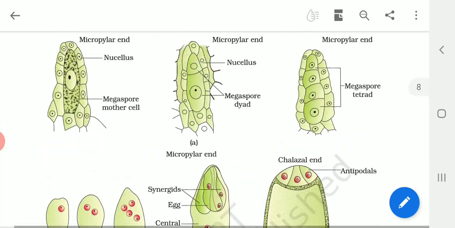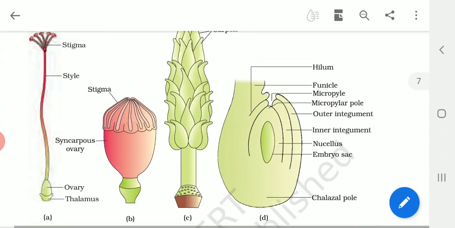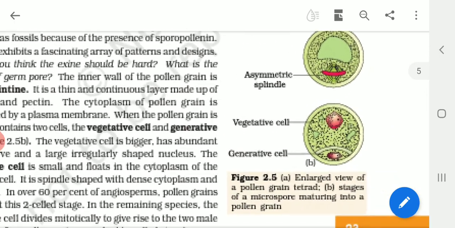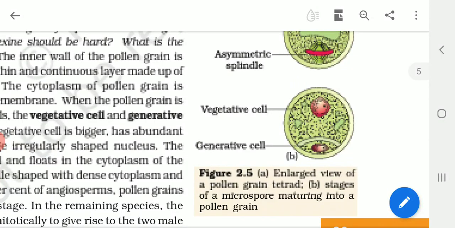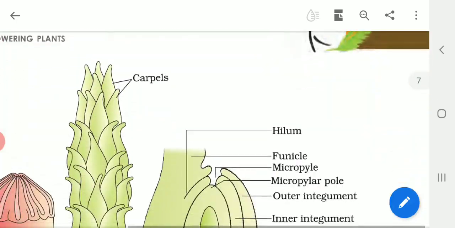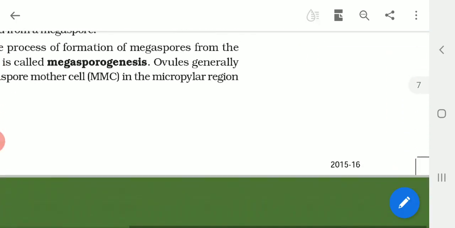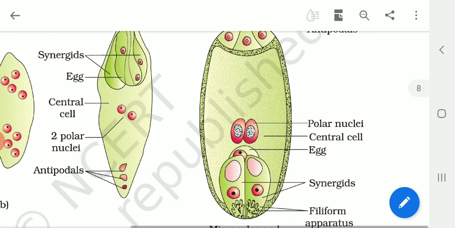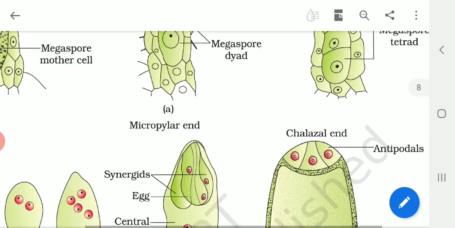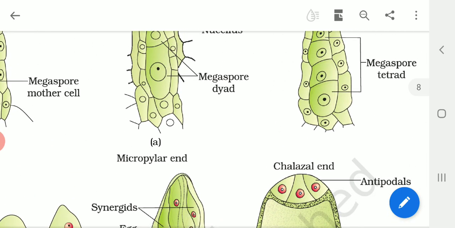The male gametophyte is at the 3-cell stage, as we saw yesterday: one large vegetative cell and the generative cell. The generative cell is so called because it generates two male gametes, so we say it is 3-celled. But what about the female gametophyte? It is 7-celled. So that is about today's topic of megasporogenesis, the ovule and the development of the female gametophyte.